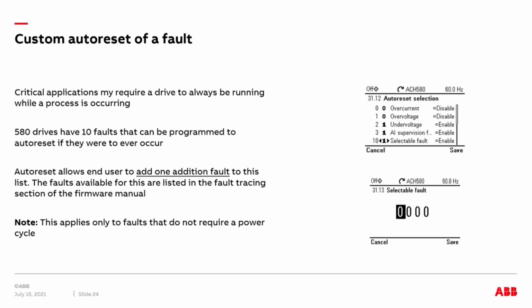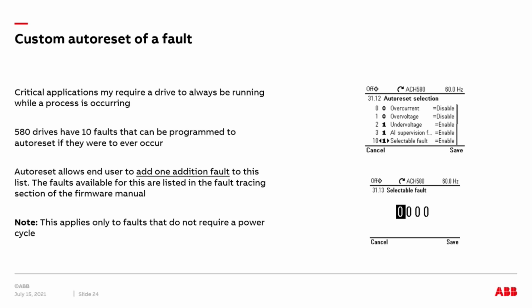The final application feature I would like to discuss today is the custom auto reset of a fault. There are critical applications out there that may require a drive to always be running while a certain process is occurring. In the 580 family of drives, we have 10 faults that can be programmed to auto reset if they were to ever occur. In the auto reset selection, though, we do allow the end user one additional fault. The faults that are available for this are listed in the fault tracing section of the firmware manual. I would like to note, though, that this selectable fault in auto reset can only apply to faults that do not require a power cycle.